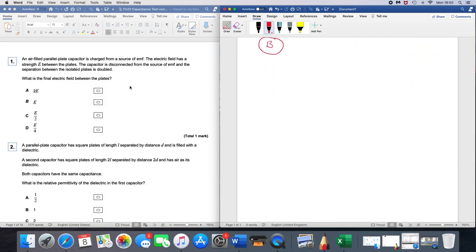Question 2 then. A parallel plate capacitor, square plates of length L separated by distance D, is filled with a dielectric. Second capacitor has square plates of length 2L separated by distance 2D and has air as its dielectric. Both capacitors have the same capacitance.